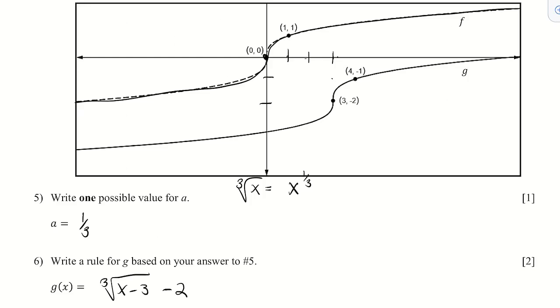Now, I could double check the other point, but really, to tell you the truth, that is also going to be perfectly matching up, right? If I choose, let's say, 4, the cube root of 4 minus 3, and then minus 2. This is going to give me the cube root of 1 minus 2, and that's going to give me negative 1, right? And that ends up giving me the y value that I want it to be.